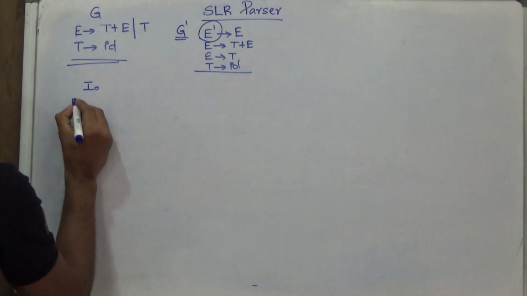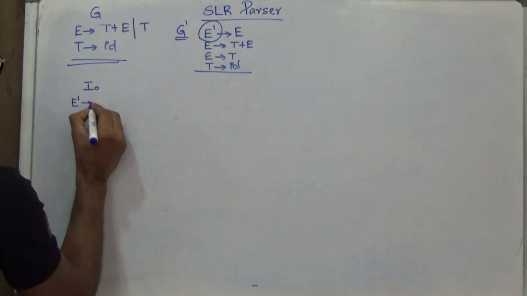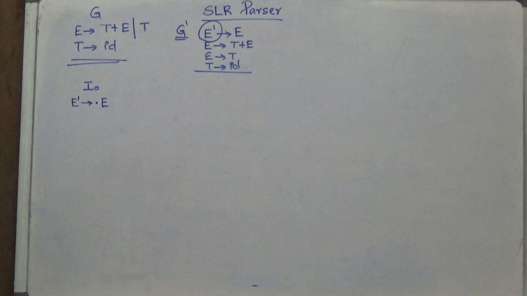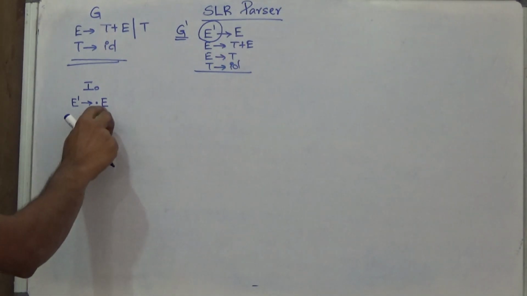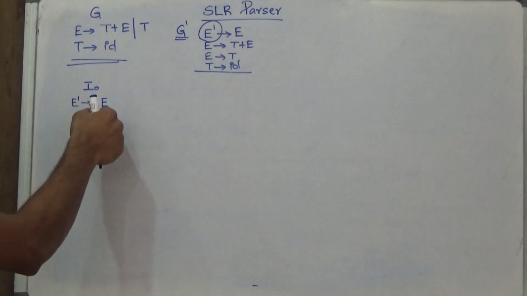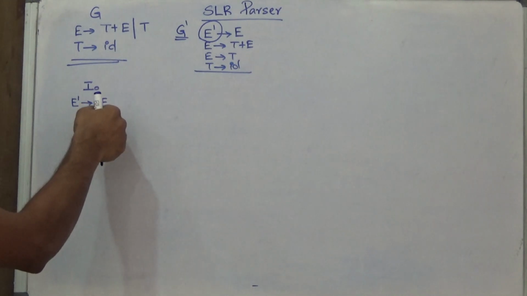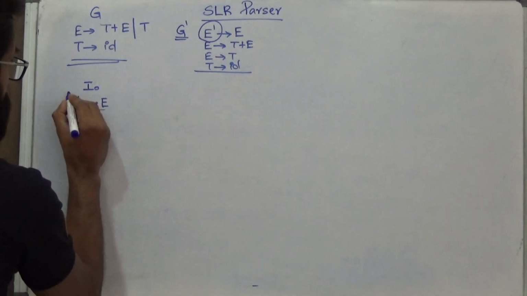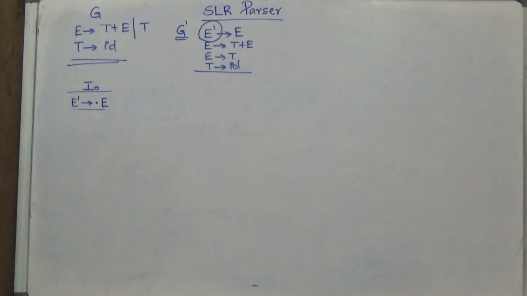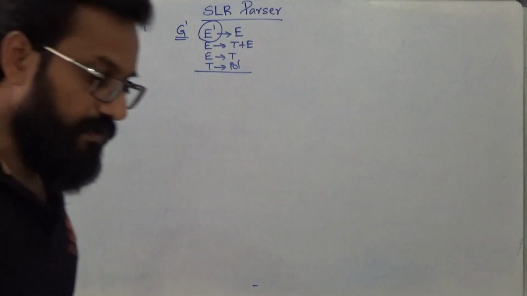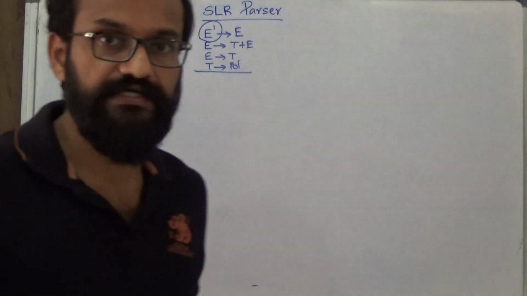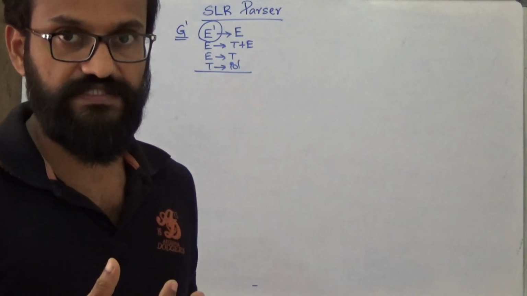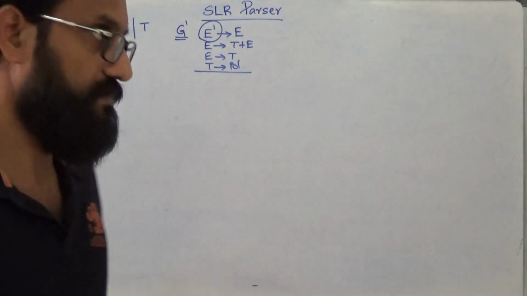You can add the initial item, that is E dash giving dot E, which indicates that the parser is expecting a string that is derivable from E. So this is the initial item that you are going to add into the initial item set I0. Now once after adding the initial item to the item set, you have to take the closure.